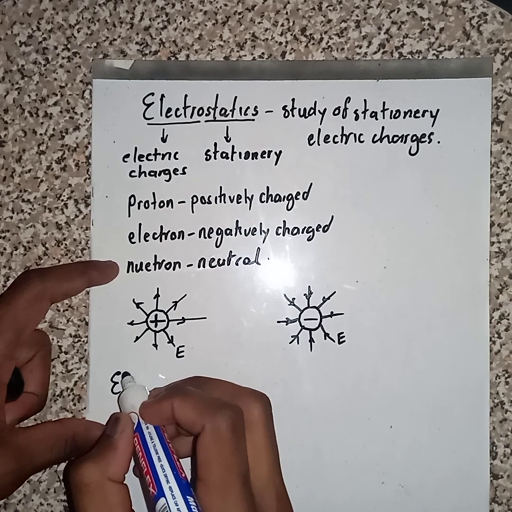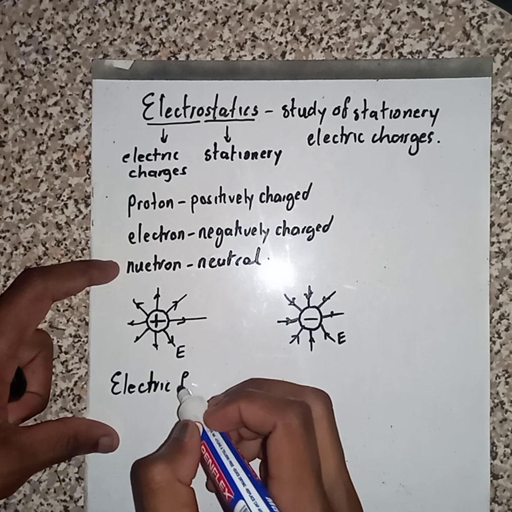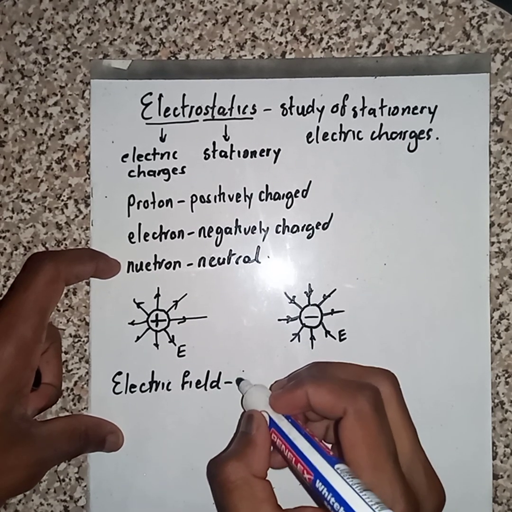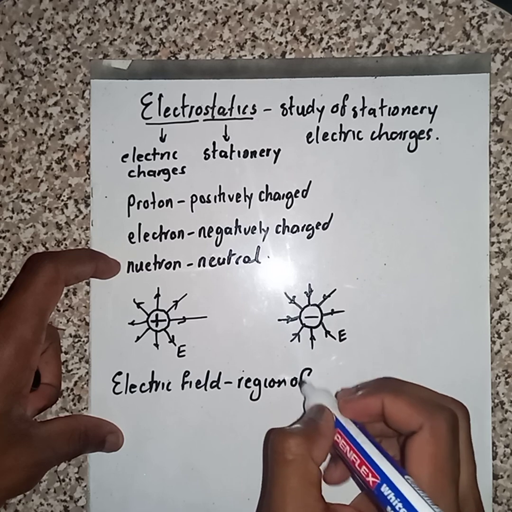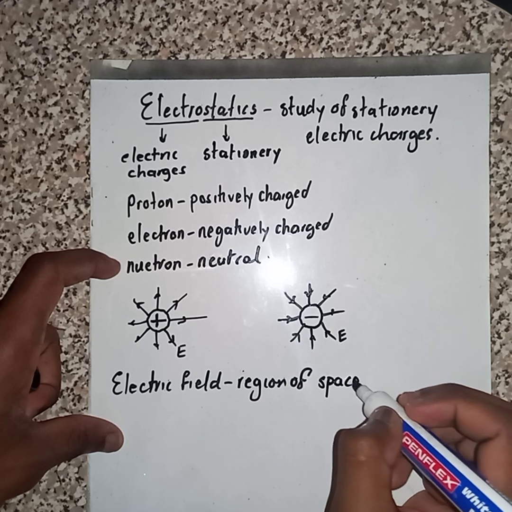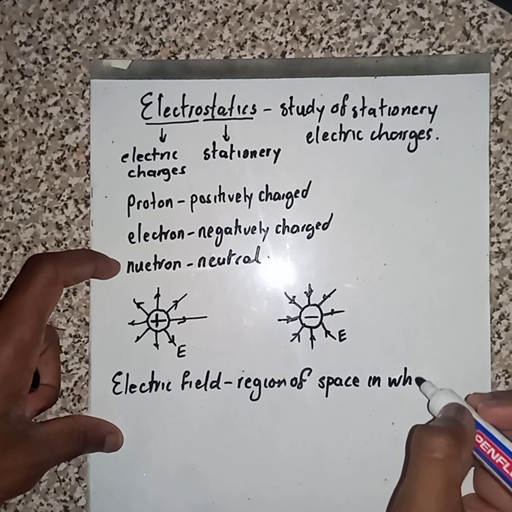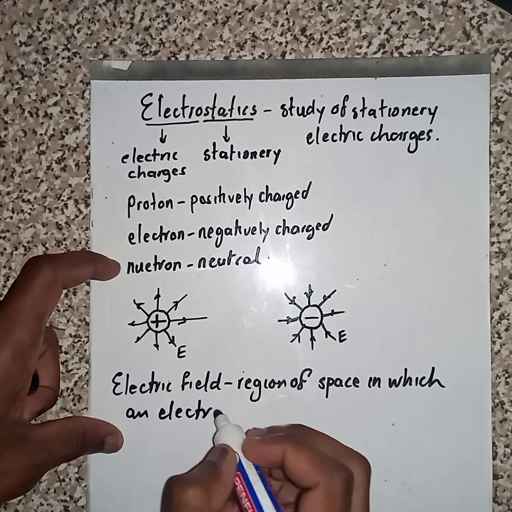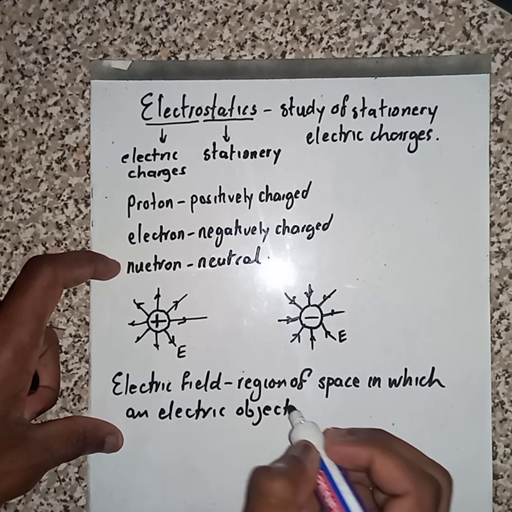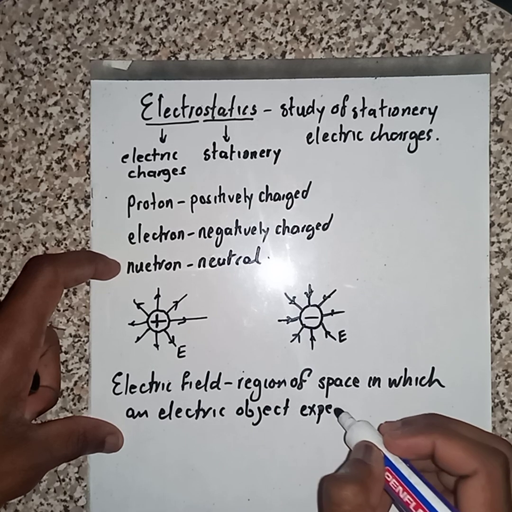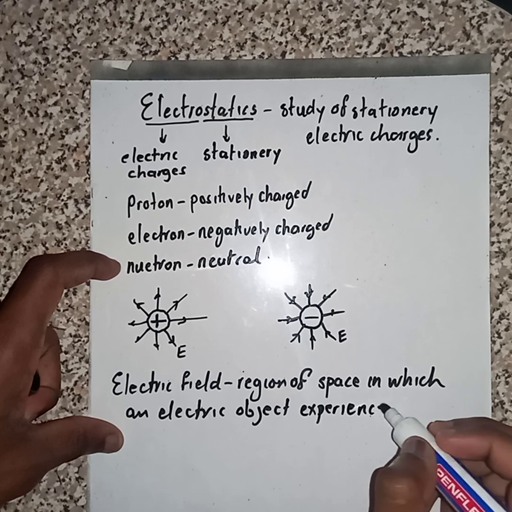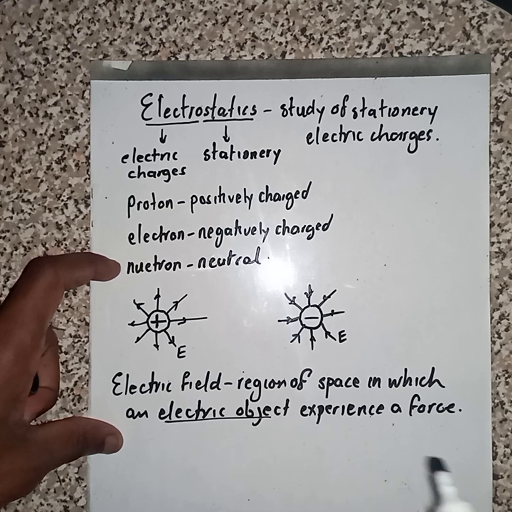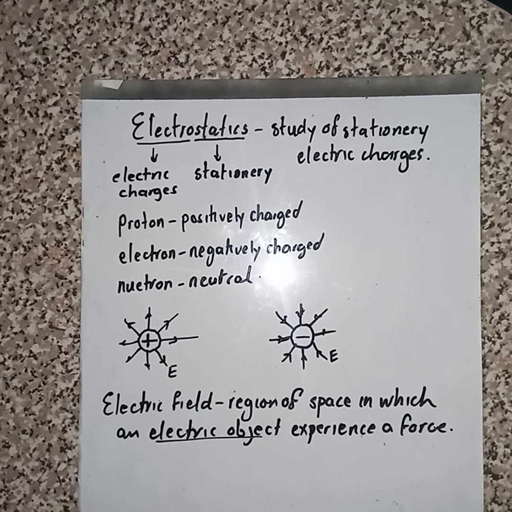Then what does the term electric field mean? What does the term electric field imply? It's a region of space in which an electric object experiences a force. See, an electric object experiences a force.